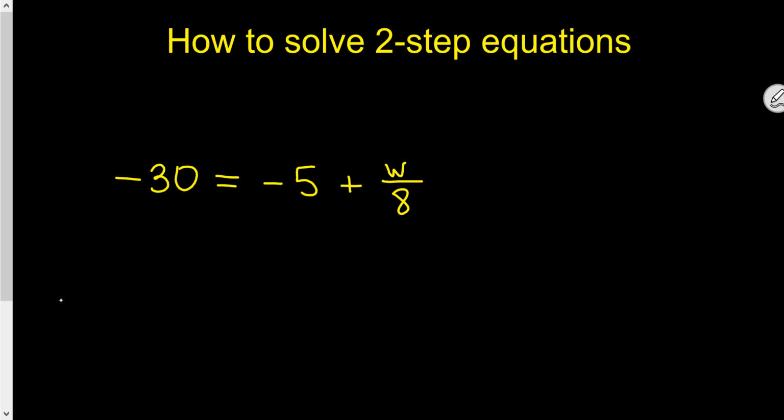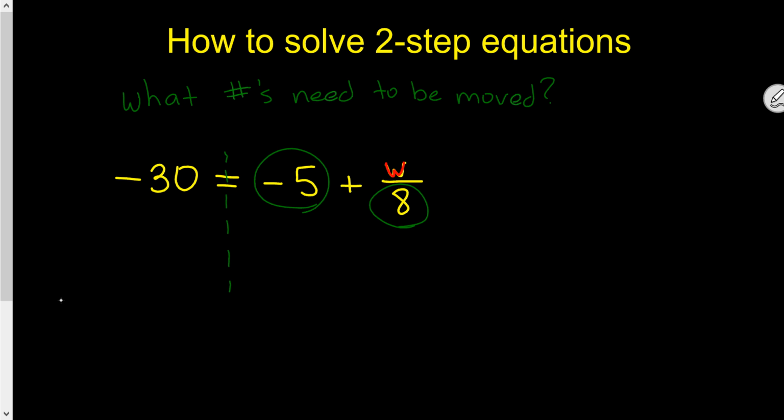One more. How do you do this type of two-step equation? Well, again, where's the variable at? It's the w. It's right there. What numbers do we need to get moved? It's the same numbers that are sitting on the same side of the equation as the variable. So it's the negative 5 and the 8.